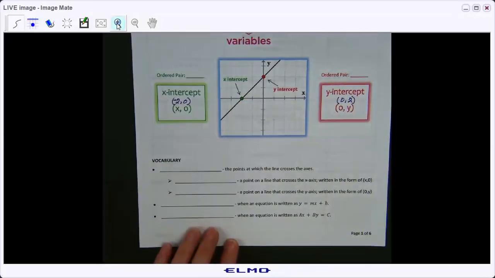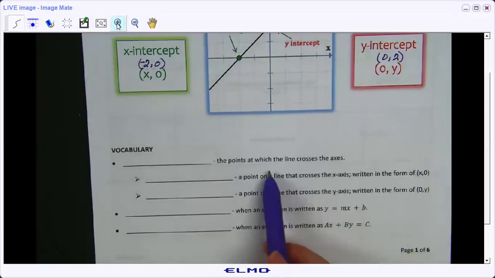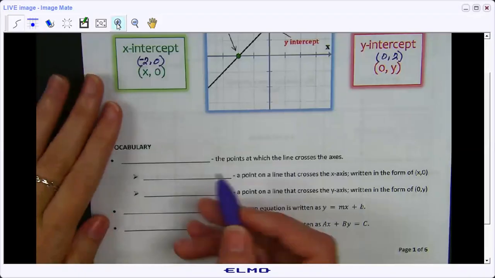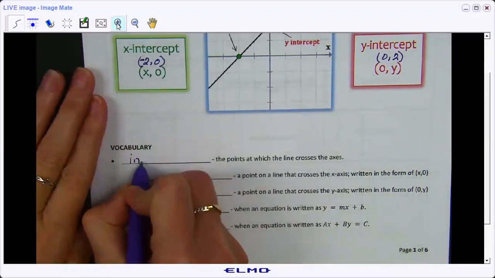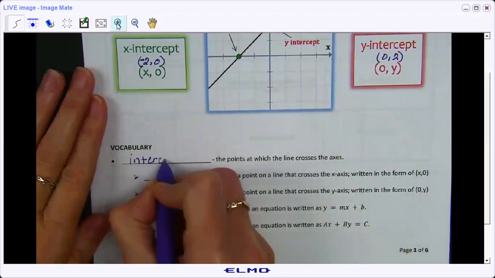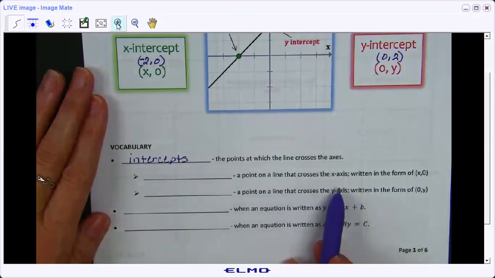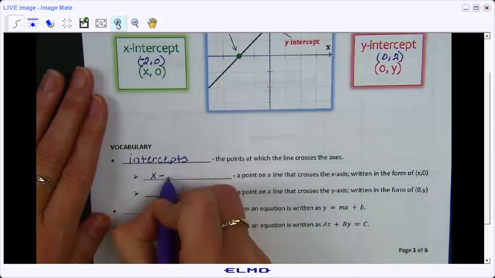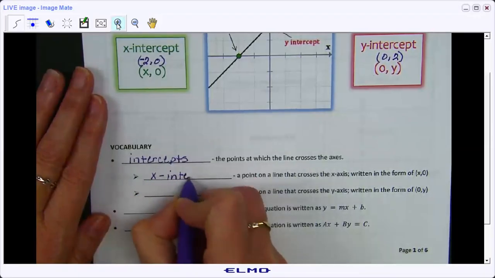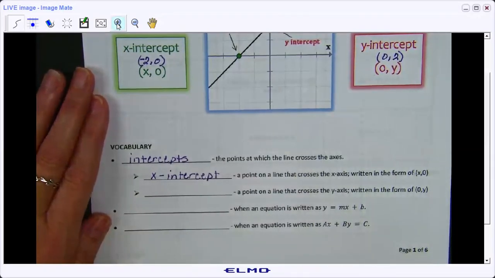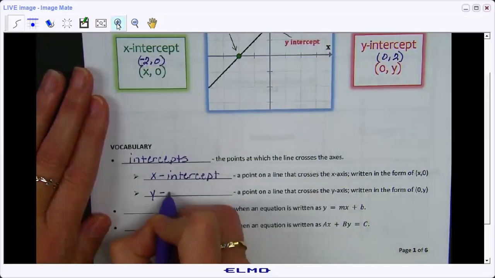All right, so let's look at some vocabulary. The points at which the line crosses the axes. And when you say more than one axis, it's axes. And so those would be your intercepts. Okay. A point on a line that crosses the x-axis would be your x-intercept. So where it crosses the x-axis, you have the x-intercept, and a point that crosses the y-axis would be the y-intercept.